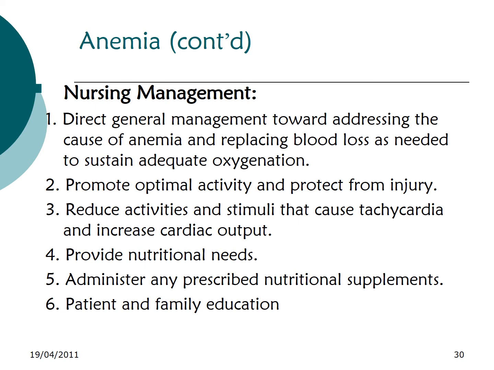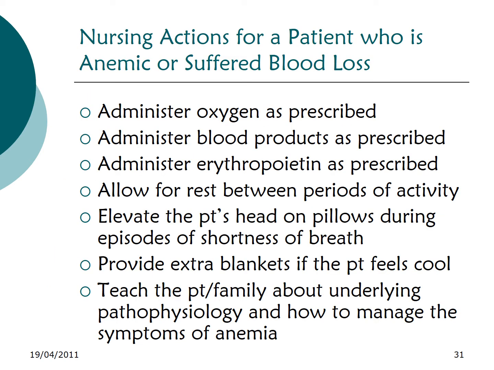Next slide. Administer oxygen as prescribed. So this is one who is anemic or suffered blood loss. Administer blood product as prescribed. Administer erythropoietin as prescribed. Allow for rest between periods of activity. Elevate the patient's head on pillows during episodes of shortness of breath. Provide extra blankets if the patient feels cool. Teach the patient and family about the pathophysiology and how to manage the symptoms of anemia. Next slide.